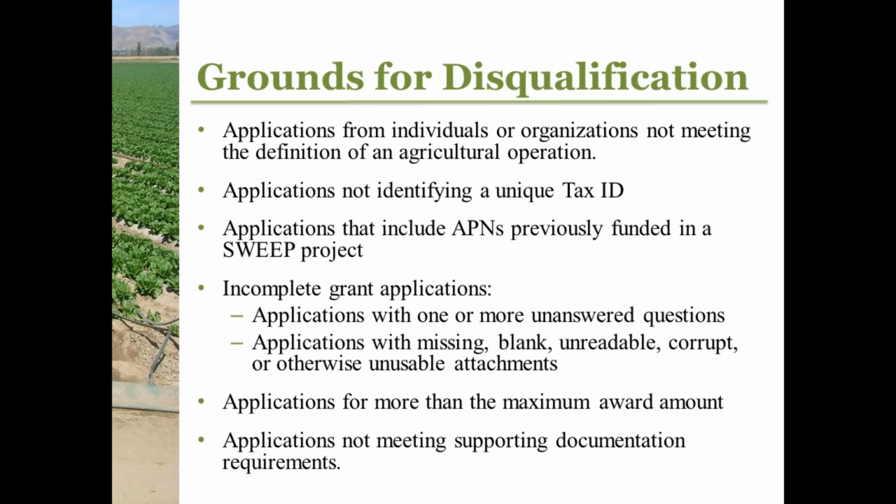So I wanted to make sure you were aware of this and can be cognizant of this when you're submitting your application. One is applications from individuals or organizations that don't meet the definition of an ag operation. Also, we receive applications that do not identify a unique tax ID. So again, one application per unique tax ID. Applications that include APNs from a previously funded SWEEP project. As I stated earlier, we cannot accept any applications that are for the same APNs as a previously funded SWEEP project. So if you were previously funded in SWEEP, please submit a new project on a new APN.